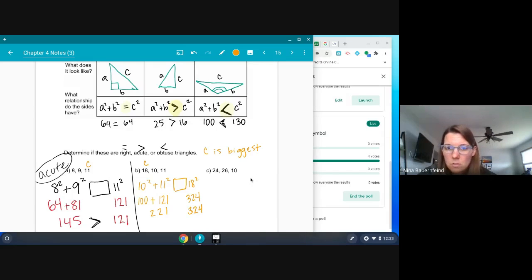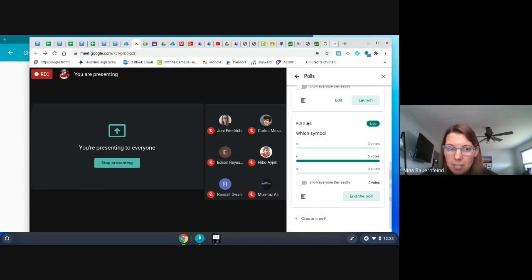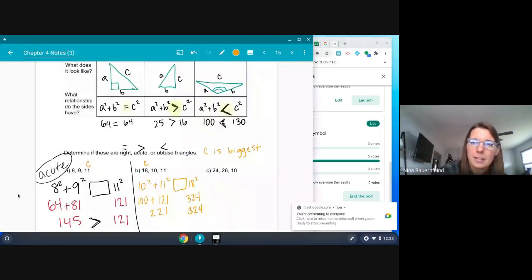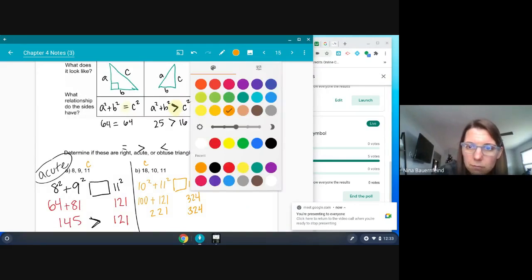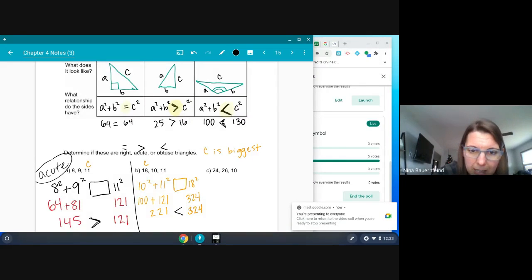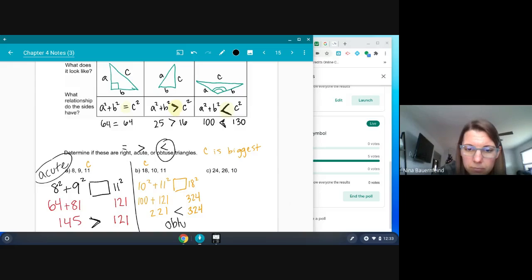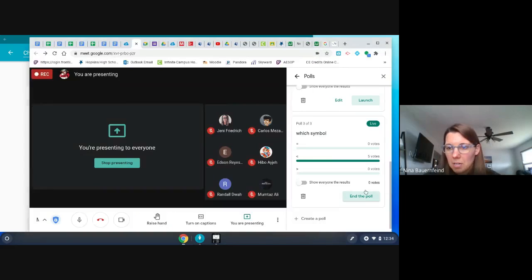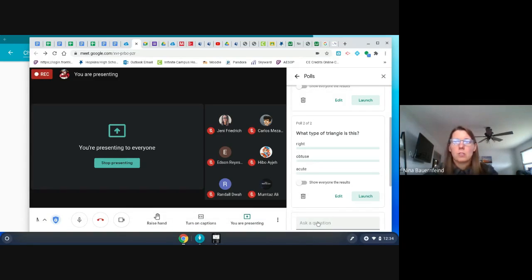Okay, 4 votes. 5. All right. Well, it looks like everybody's putting the right thing. So for this one, it is this guy. We're going to eat the 324, which means this is an obtuse triangle. Okay. All right. So I'm going to end this poll, and I'm going to have you guys kind of walk me through the next one. So I'm going to trash that, create a new one.